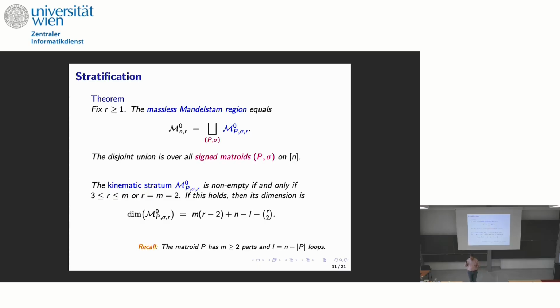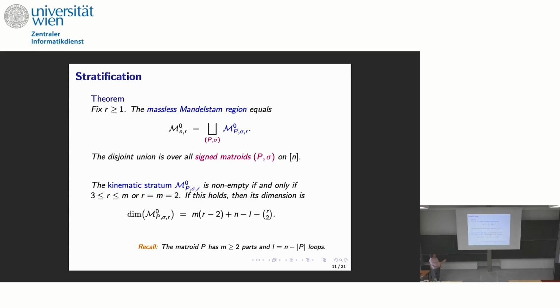And remember, the description is: I'm going to send some of you out of the room, we partition the rest into M pieces, and then I'm giving a sign to each basis, and basis means a pair coming from different parts. Now, I'm going to call this thing a kinematic stratum. So a kinematic stratum is indexed by R and a signed matroid sigma.